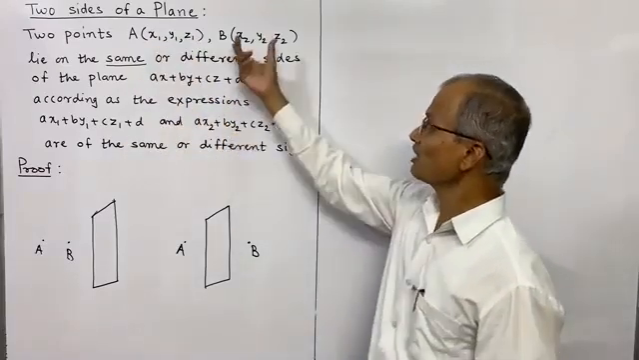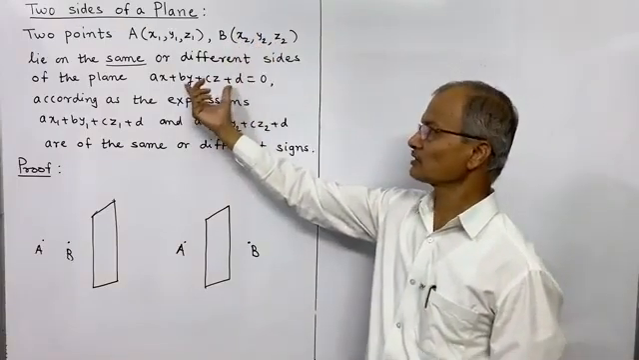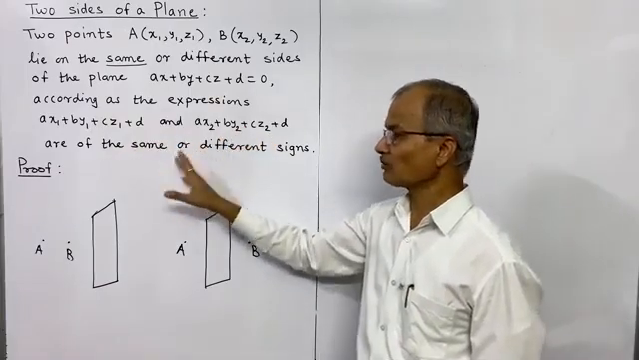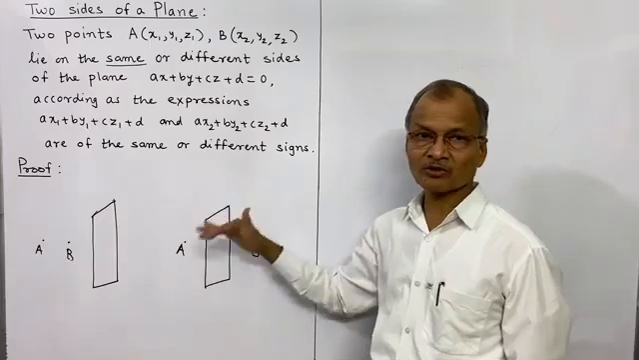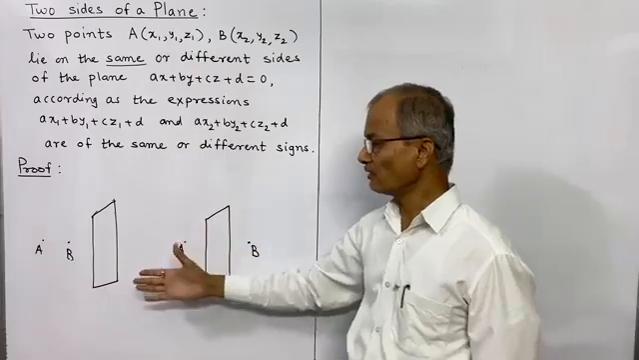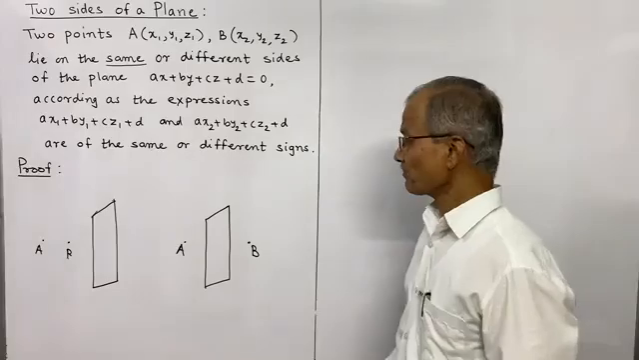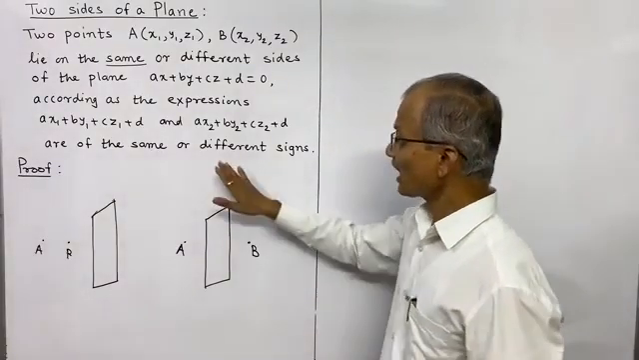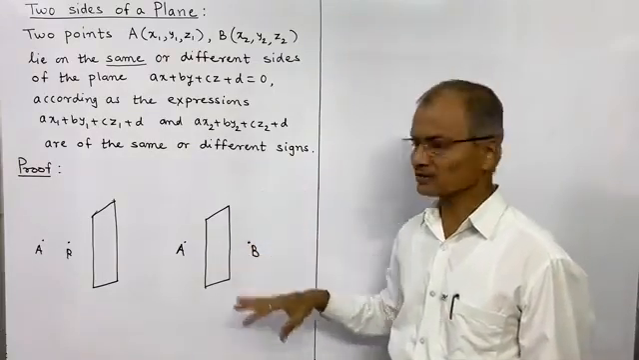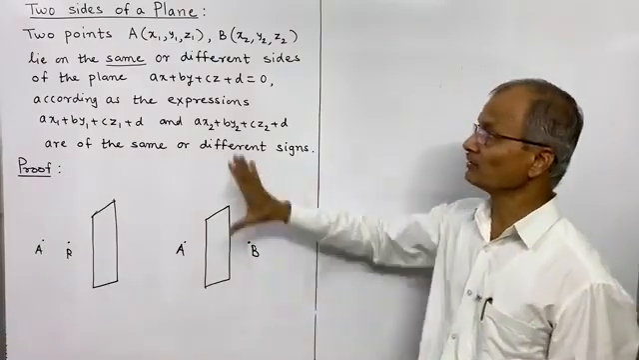The second expression is obtained by substituting the coordinates of B in the equation of the plane. If these two expressions are of the same sign, both positive or both negative, then both the points will be on the same side of the plane. And if they are of different signs, meaning one is positive and the other is negative, or vice versa, then the two points will be on two different sides of the plane. That is the meaning of this result.